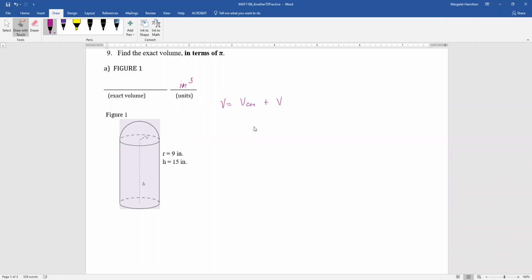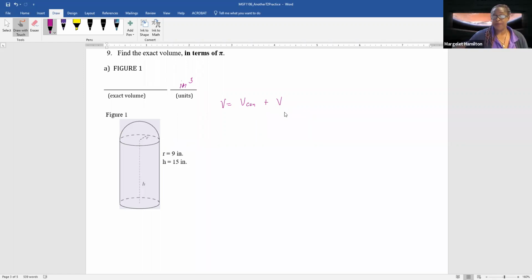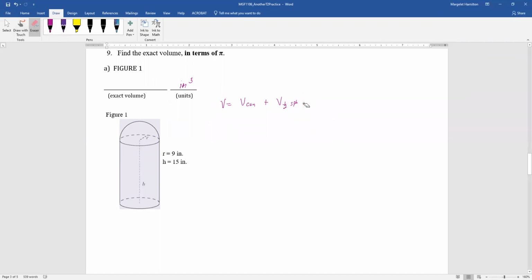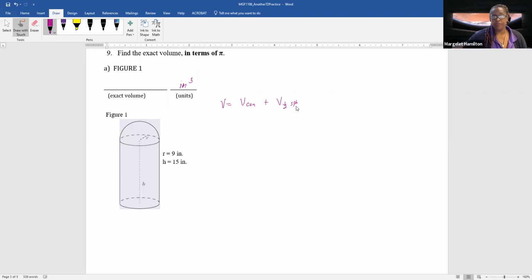Sphere. All right, a sphere. Some people call it a hemisphere, but you could keep it simple and say half a sphere, okay? So one half a sphere. Everybody okay with that? Keep it simple. The simpler you keep it, the easier it is to fill in your stuff.